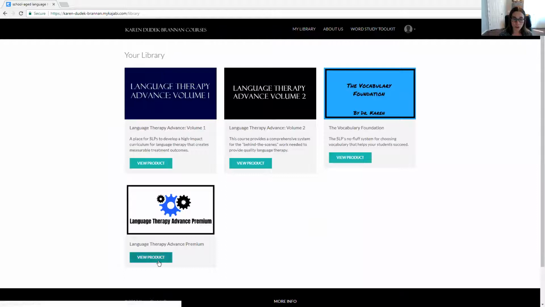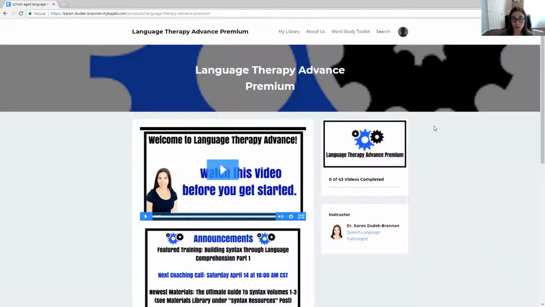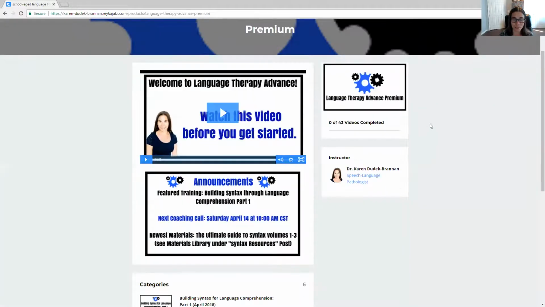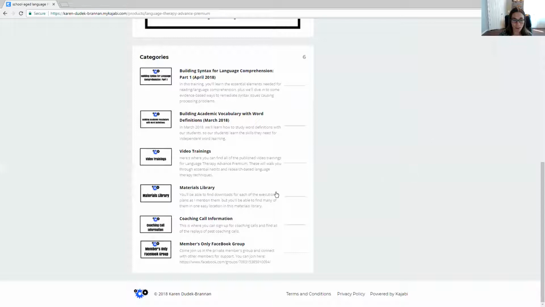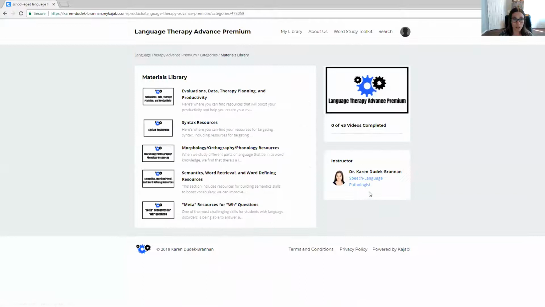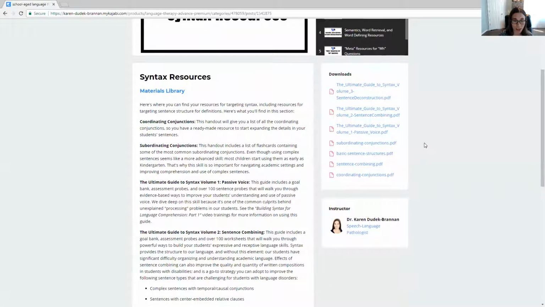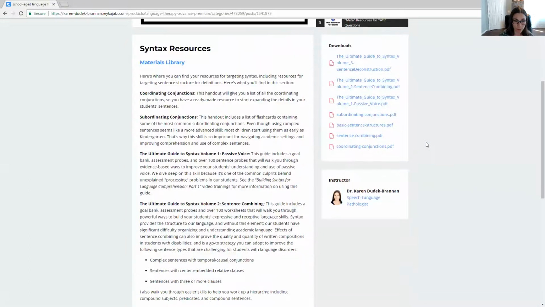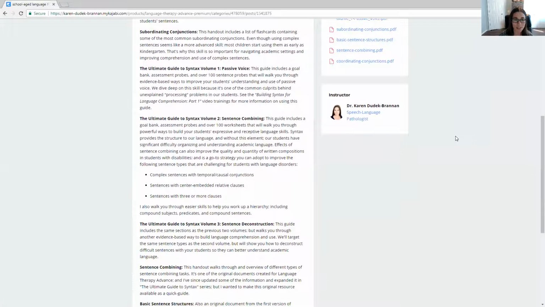So that's why I wanted to draw your attention to one of the resources, actually 3 resources in your materials library. So I am going to go in here in your members area, click in materials library, and you can find these resources in the syntax section here. There's a lot of different things in here, but the ones that I'm going to draw your attention to are these 3 ultimate guides to syntax.